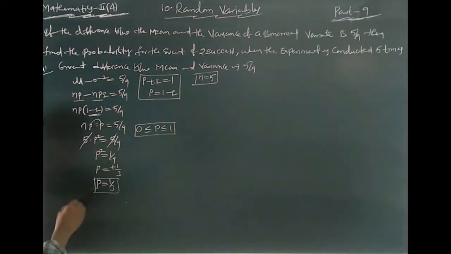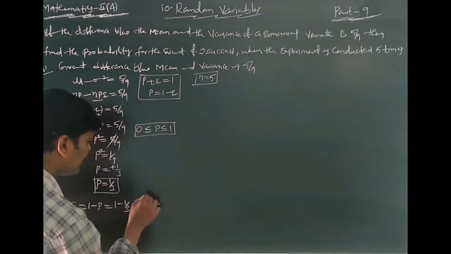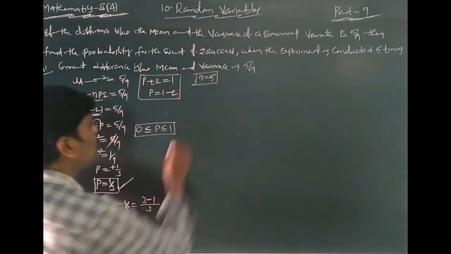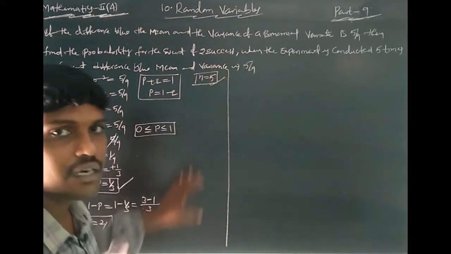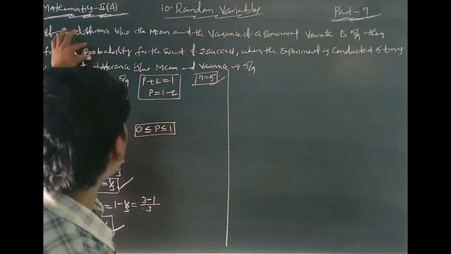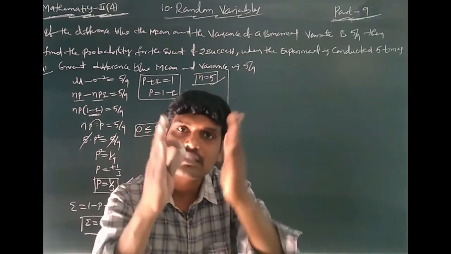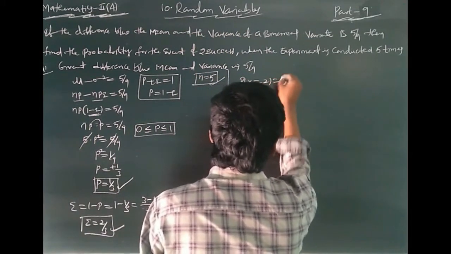Then what is the value of q? q value is 1 minus p, that equals 1 minus 1 by 3, that equals 3 minus 1 by 3. You get q value is 2 by 3. q value is 2 by 3, p value is 1 by 3, n value is 5. Understood or not? All parameters are completed. Next, the probability for the event of how many successes? 2 times. You can find P of x equal to 2.